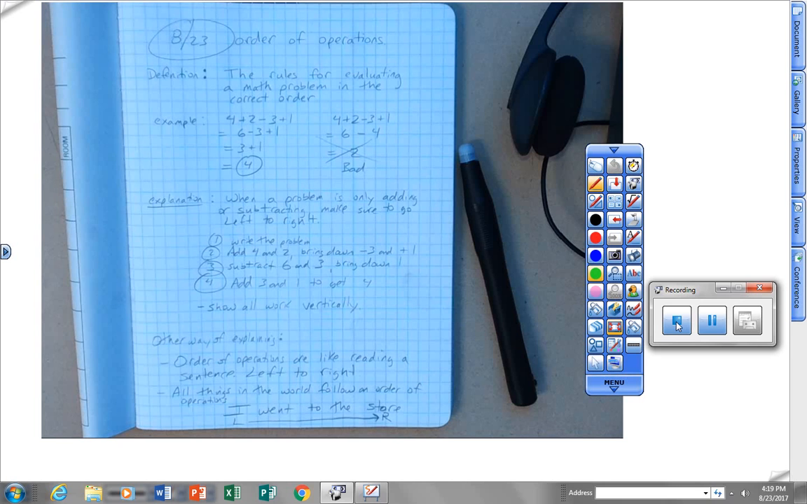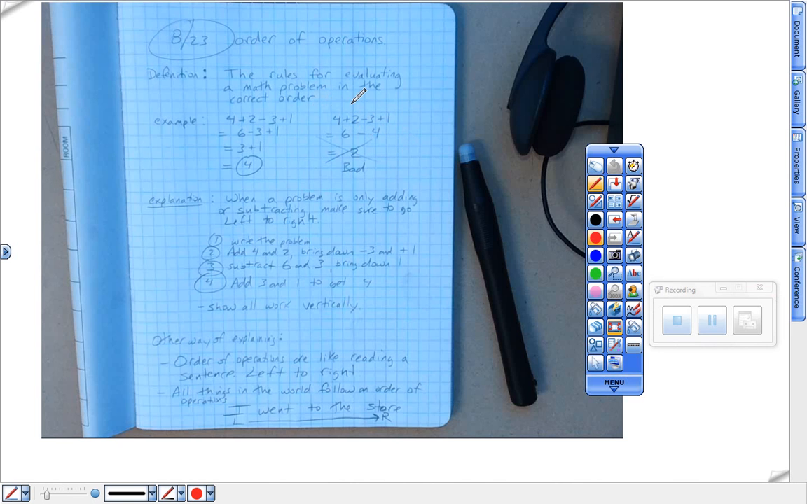So here are some basics from the concept that we went over today, which was basic order of operations, just the left to right rule. Remember the definition? So basic definition that I made up myself. You could look for this online or you could use Google. But the rules for evaluating a math problem in the correct order so you get the same answer as somebody else doing the same problem. Otherwise it would be silly. Everyone would do their math problems their own way and get their own answers, and that's not going to work.